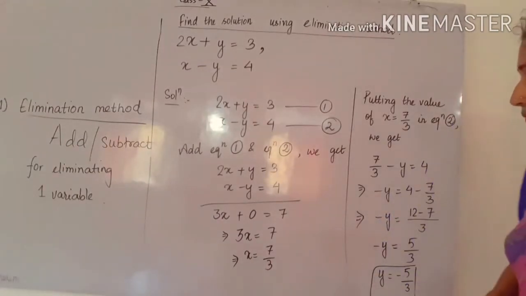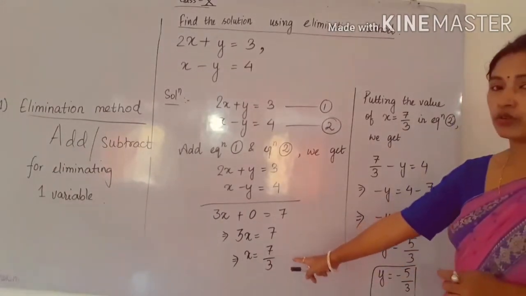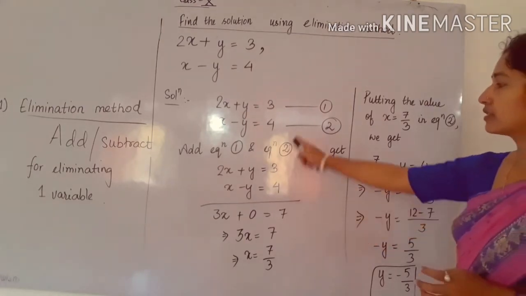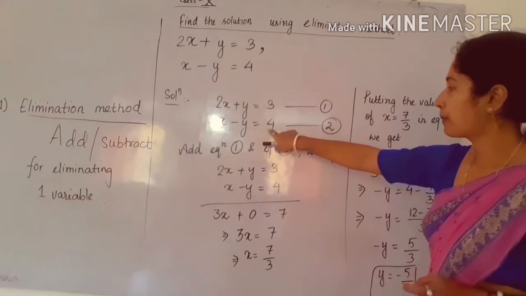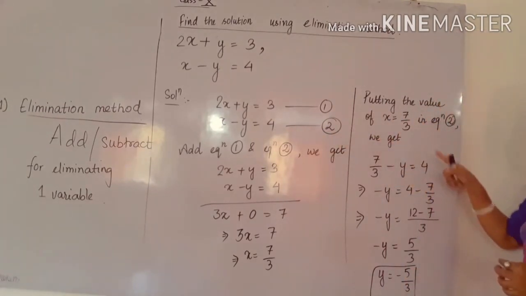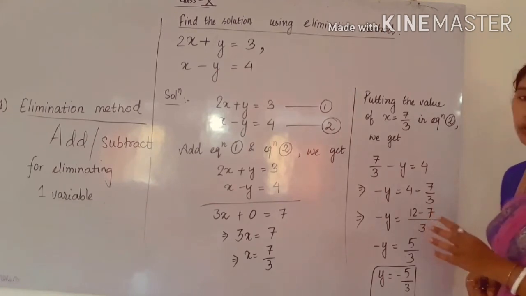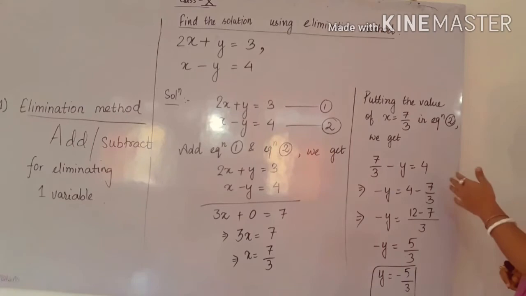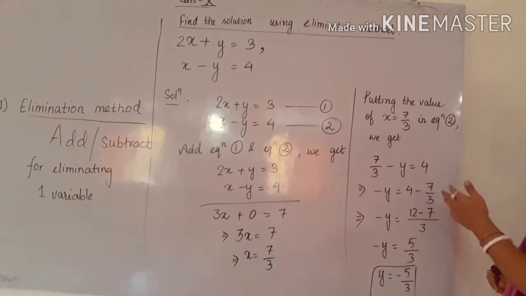So I have taken the value x is equal to 7 by 3, and you have to put the value of this x in the second equation. So putting the value of x equal to 7 by 3 in equation 2. See, in equation 2 there is no coefficient. That's why I am putting x equal to 7 by 3 in equation 2. You can also put it in equation 1.